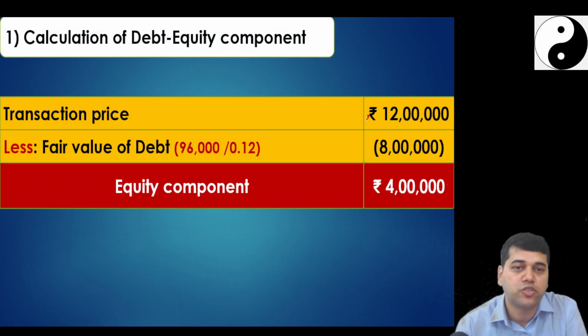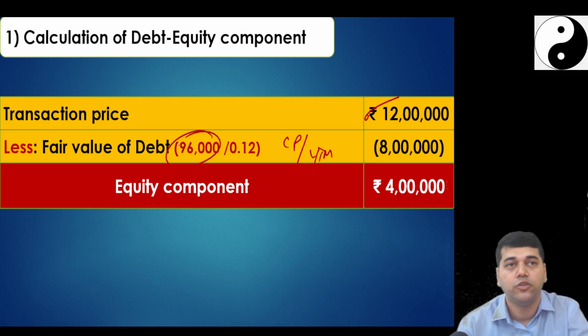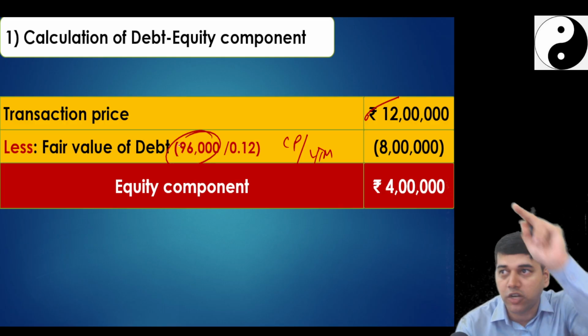So, what is the transaction price? 12 lakhs. What is the fair value of the debt? For this, we have to see what type of instrument it is. Perpetual. How to find out? Coupon payment divided by the YTM. This is the equation. So, coupon payment is how much? You get 8% on 12 lakh perpetually.